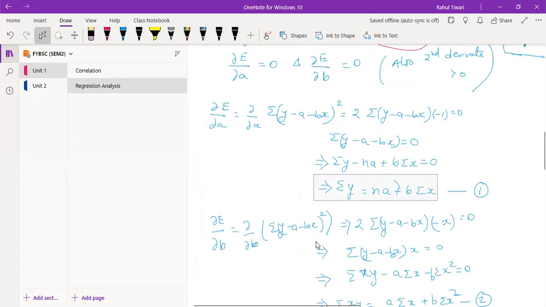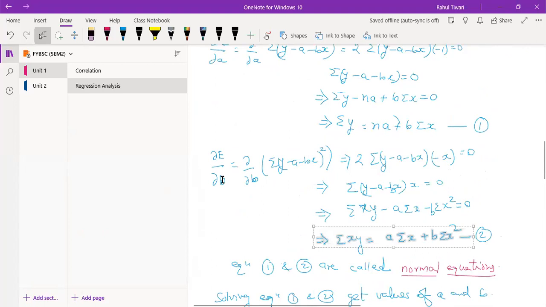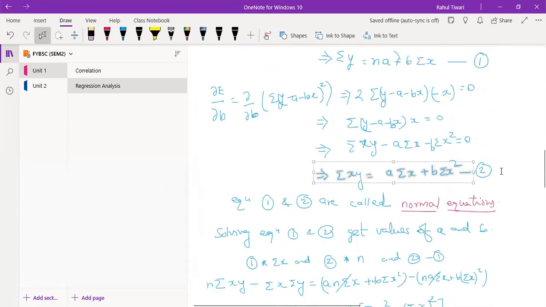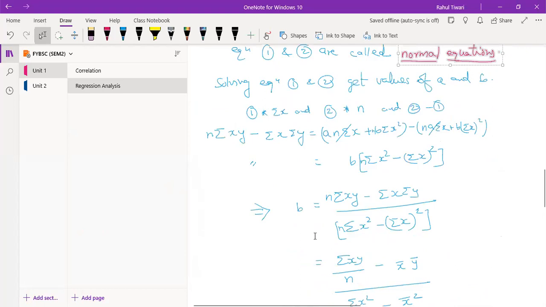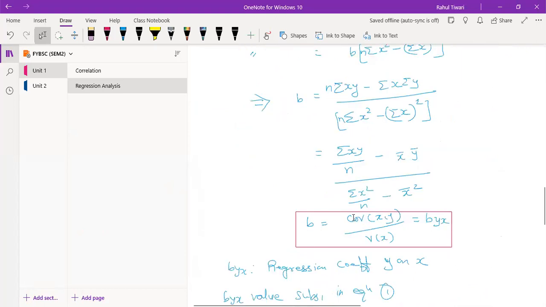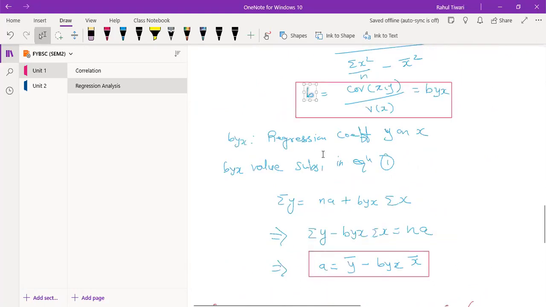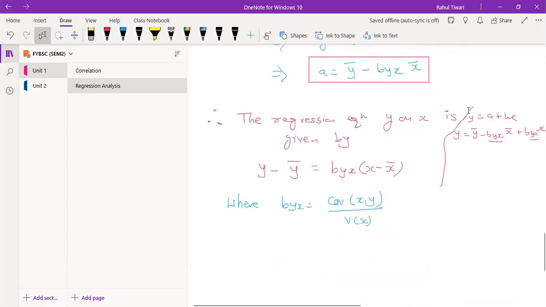Similarly, the derivative with respect to the second parameter gives the second equation. Equations 1 and 2 are called the normal equations, and solving 1 and 2, you get the values of the parameters A and B. Once you get the values of A and B, you can substitute in your equation Y is equal to A plus BX, and you get your final regression equation Y on X.